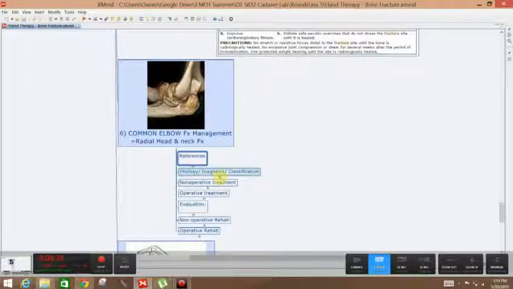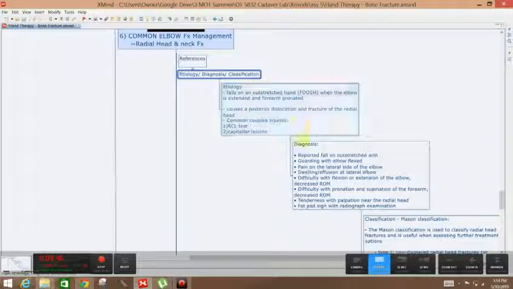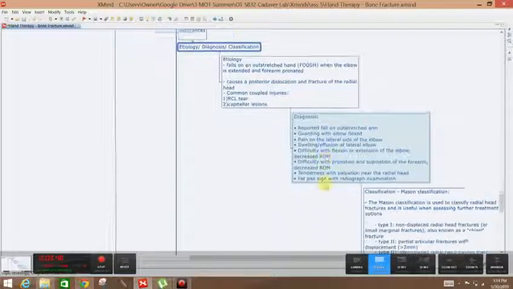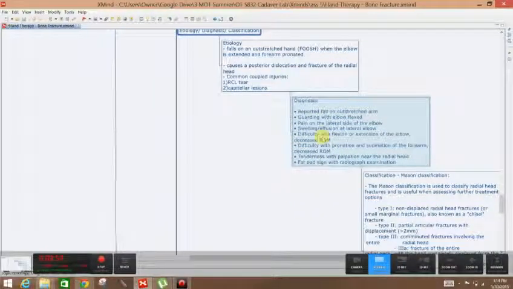The etiology and diagnosis. Etiology is basically a fall on the outstretched arm or hand, or FOOSH, with the elbow extended and the forearm pronated. And diagnosis, you can go over looking at that. Usually it's a report of the fall, difficulty of flexion and extension, difficulty with pronation, tenderness on palpation at the radial head, and fat pad sign on the radiograph, basically an X-ray fat pad sign.